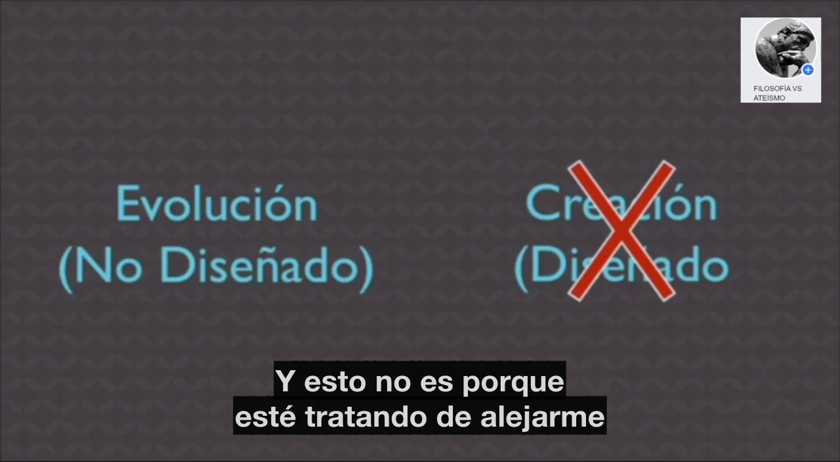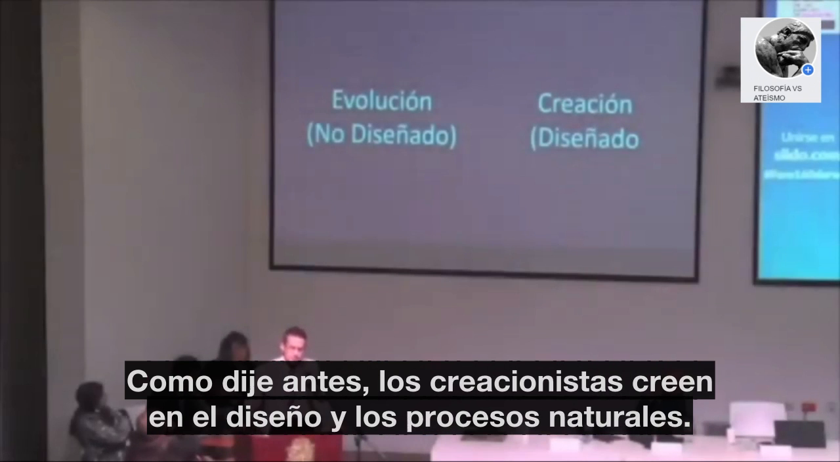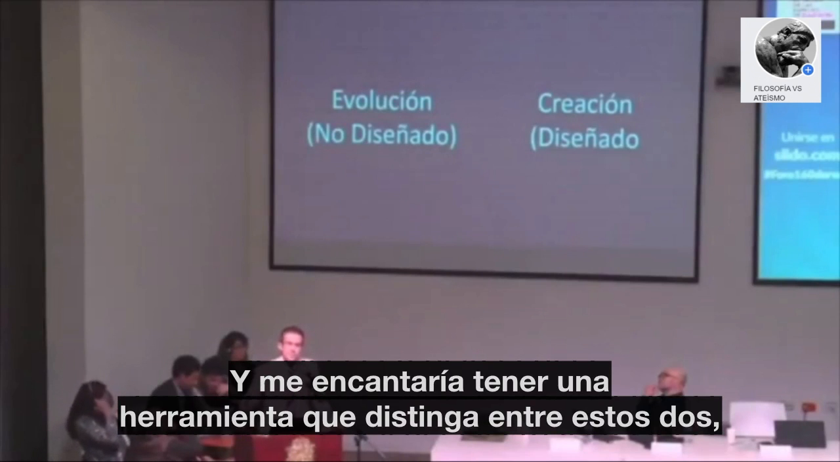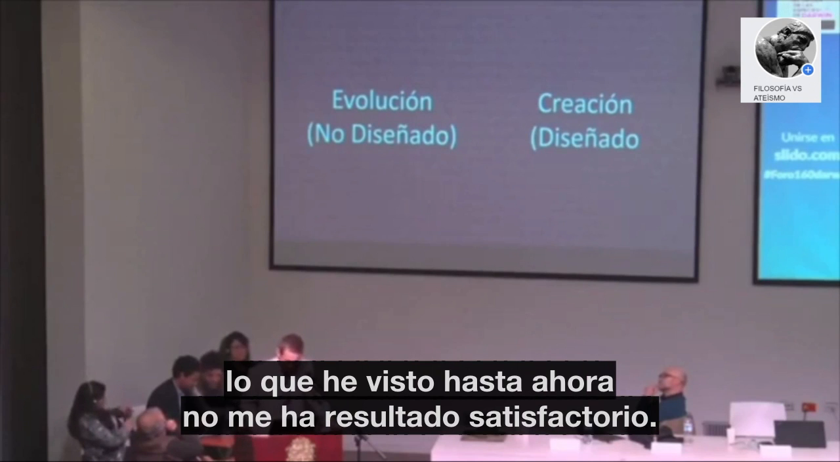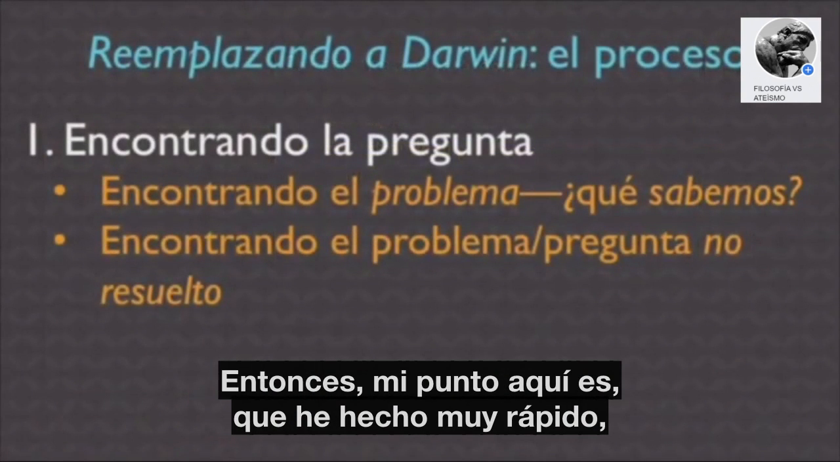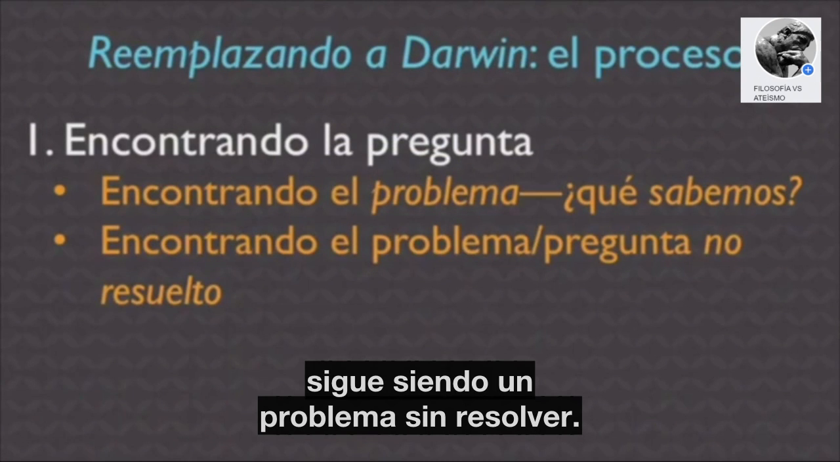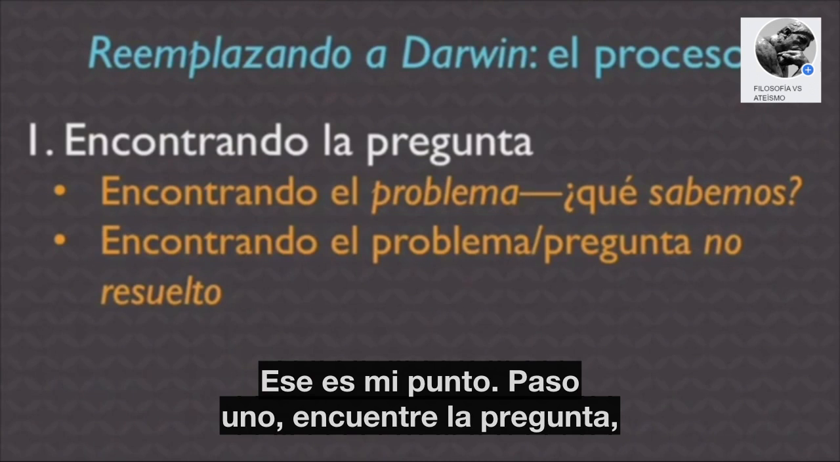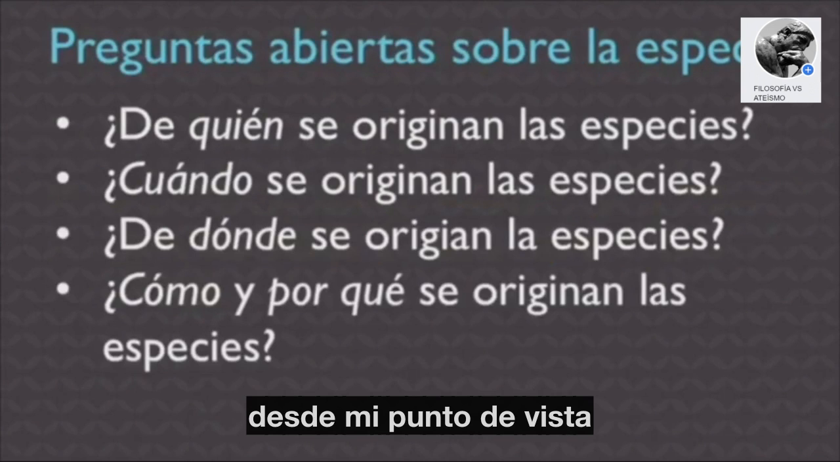And this isn't because I'm trying to wiggle away, trying to find a way to fit creation. As I told you earlier, creationists believe in design and natural processes, and I'd love to have a tool that distinguishes between these two. I have a personal vested interest in finding that. What I've seen so far, I have not found satisfying. So my point here, that I've made very quickly, is that the question of the origin of species is still an unsolved problem. That's my point. Step one, find the question: what is the unsolved problem? So all of these questions are still open from my vantage point.